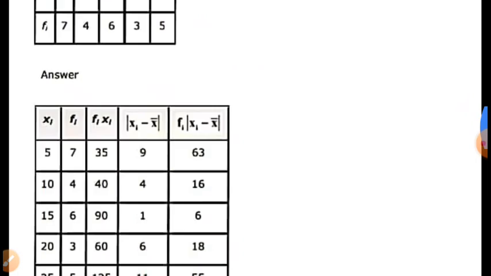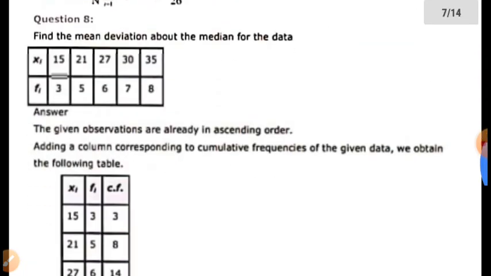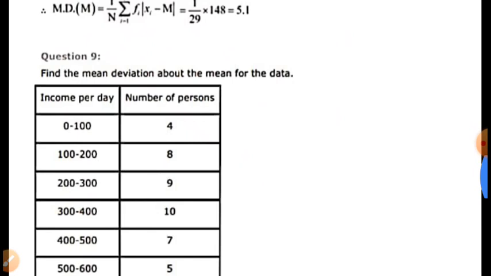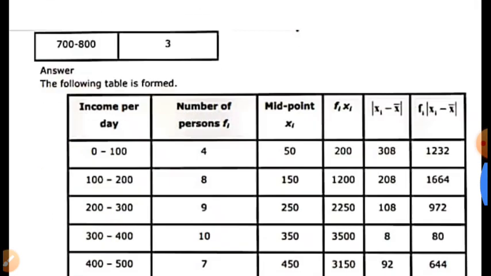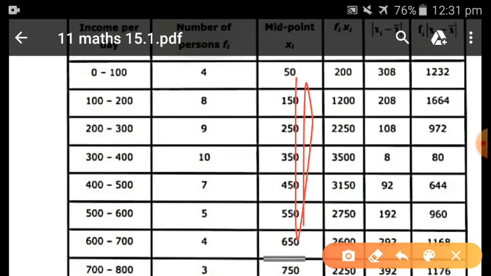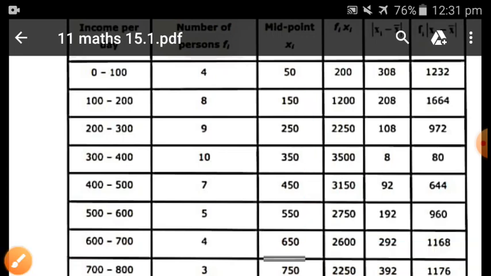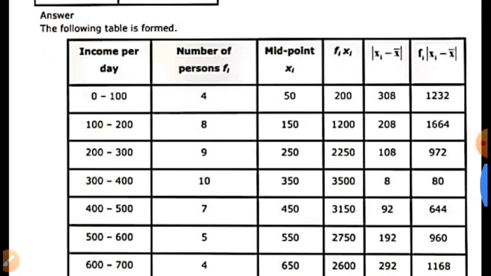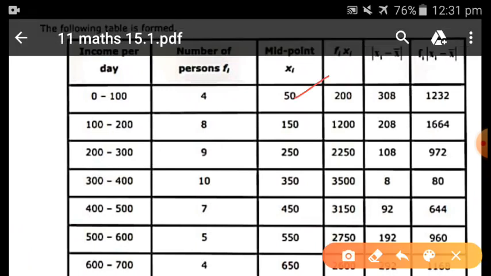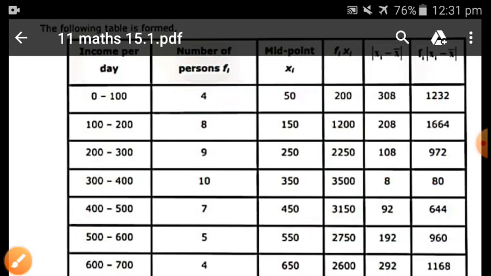The 5th problem is in the same way, except that there xi values are given. Here in this problem xi is not given. In the 8th and 9th problems, xi values are nothing but mid values. How do you get these? These are all mid values, so every mid value should be taken into consideration. So for 0 to 100 the mid value is 50, and fi and xi should be multiplied, and you will get 200. These two columns can be obtained only after finding the mean. So do remember that point.